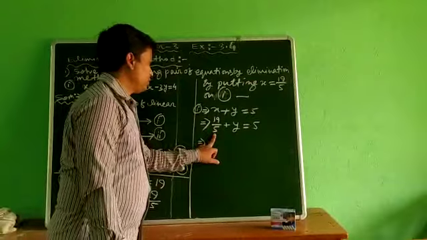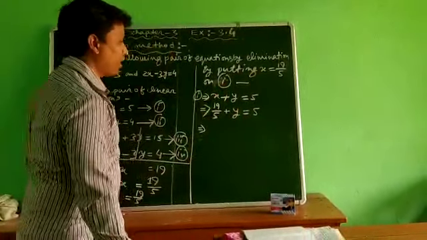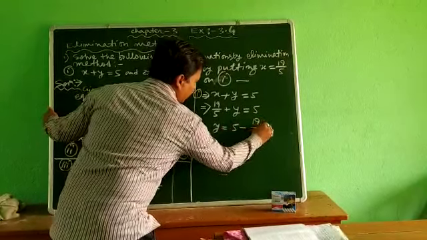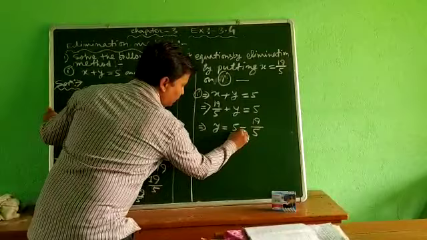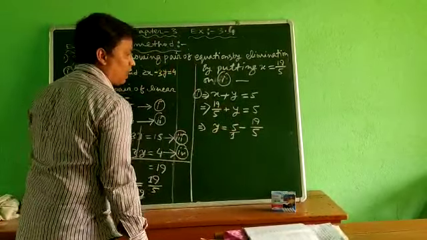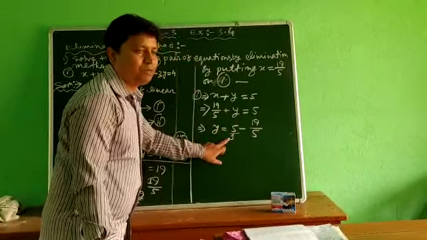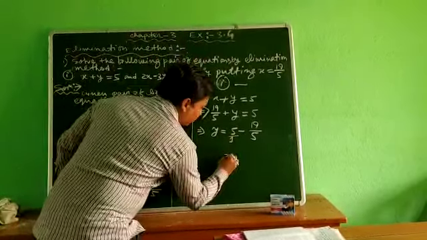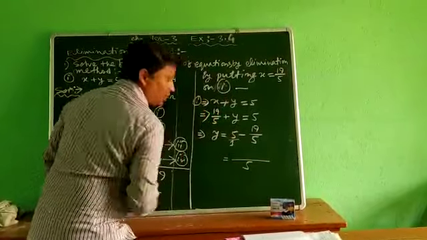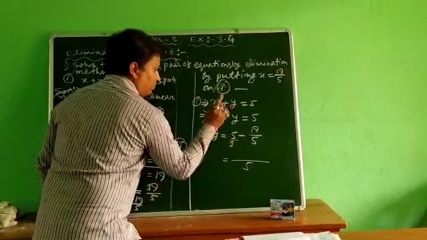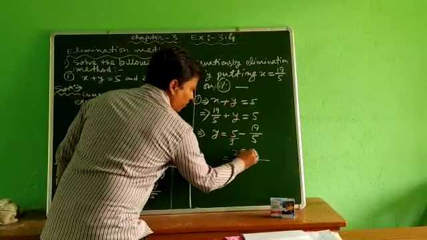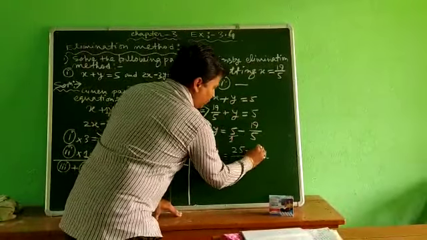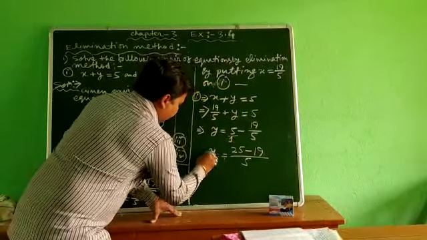Now this term we are going to shift to the right side. Then y equal to 5 minus 19 by 5, and there is denominator 1, because any number is divisible by 1. That's why the denominator is by default 1. So 5 into 1, 5 is the LCM. 5 divided by 1, 5 times. 5 into 5, 25, minus 5 divided by 5, 1 times. 1 into 19, 19.